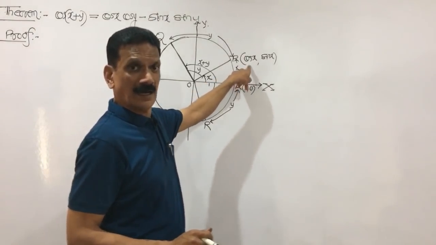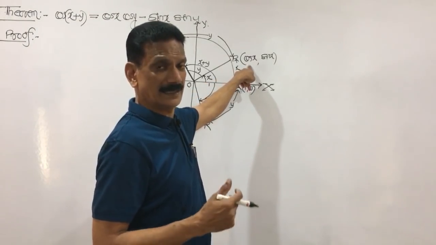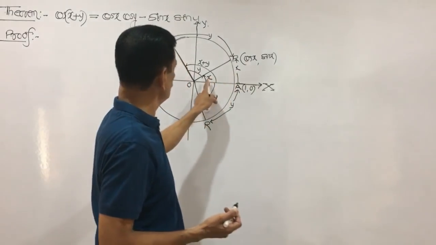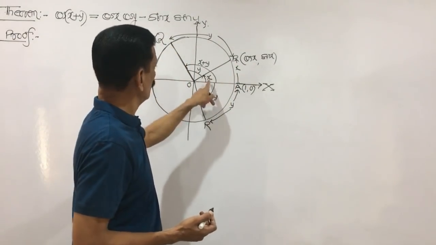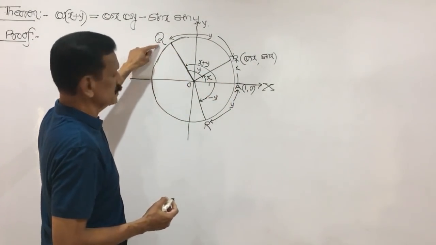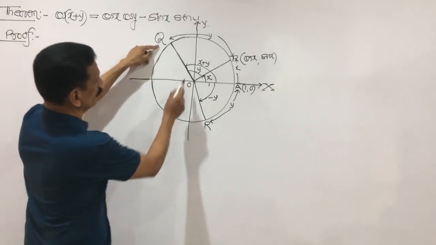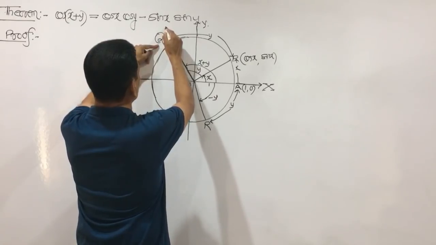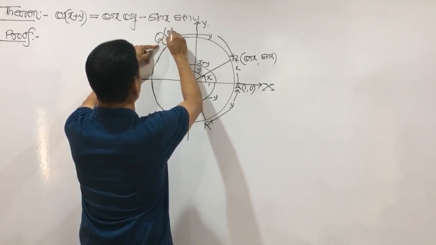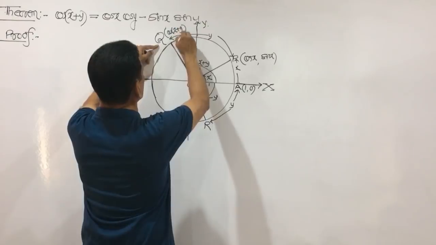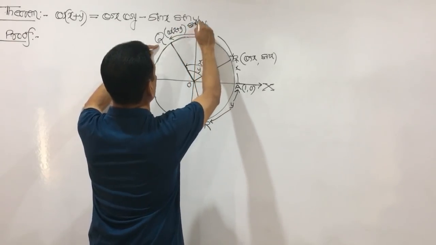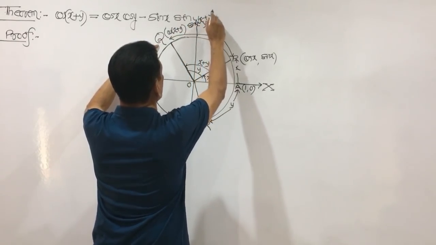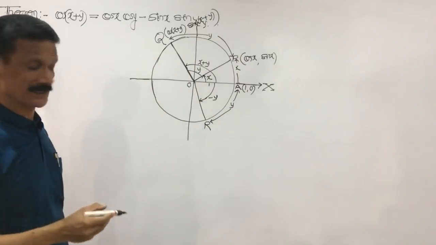So r cos theta means cos theta, and cos theta means x, because r is 1. And my dear friends, the coordinates of Q: look here, this angle is x plus y, so I write the coordinates as cos of x plus y and sine of x plus y. I hope you are understanding.